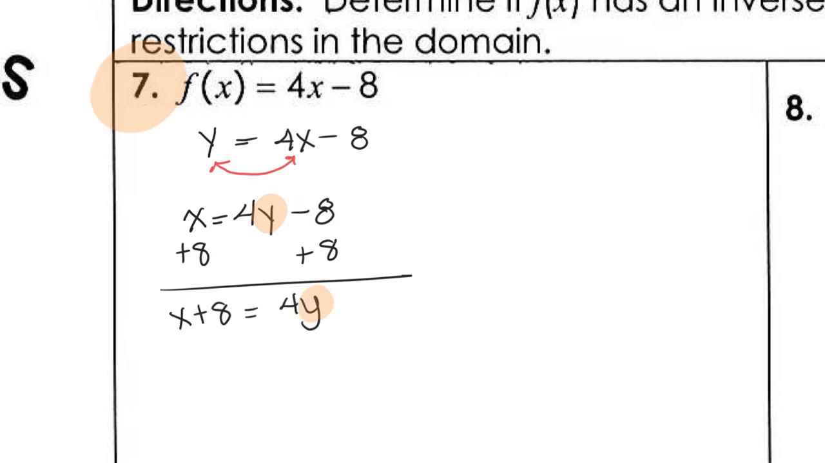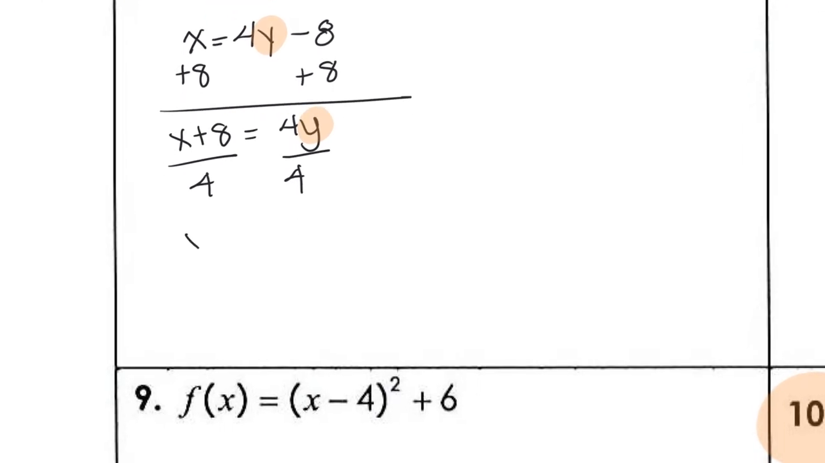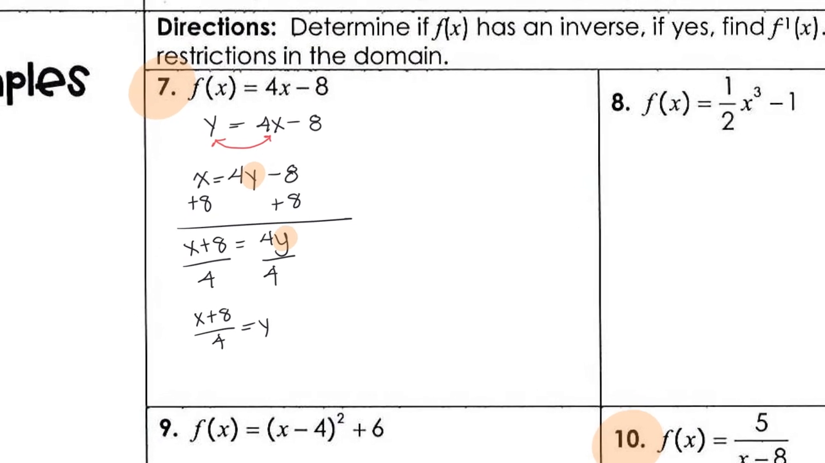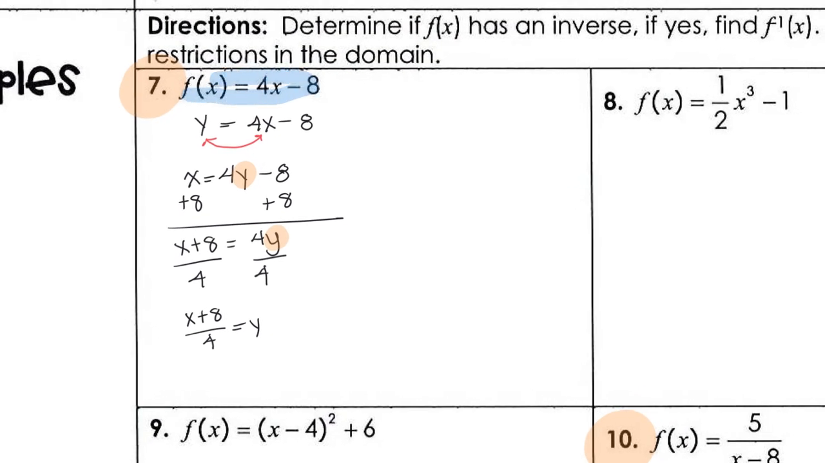I'm still looking to get y by itself, and my last step is to divide. So what I have is (x + 8)/4 = y. In order to tell the difference between what we originally started with, originally we had an f of x, to show the relationship between these two pieces of information, all that work that you just did, we're going to take that answer and write it in inverse notation.